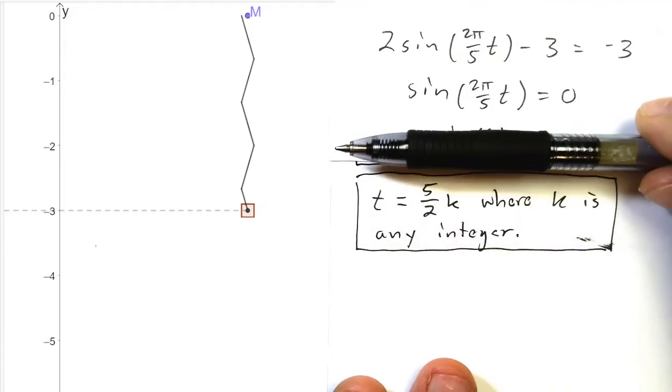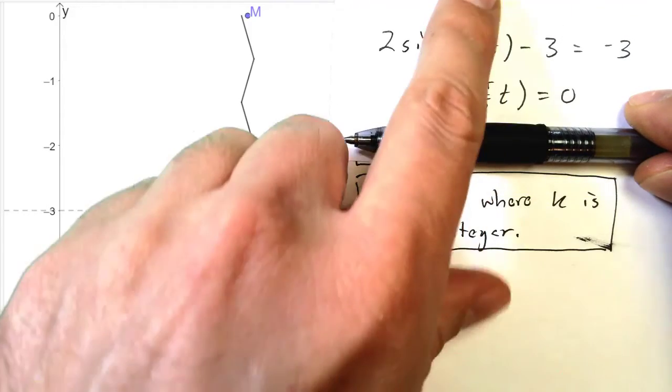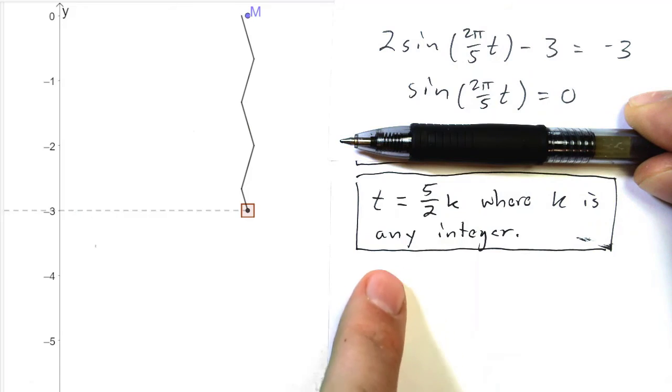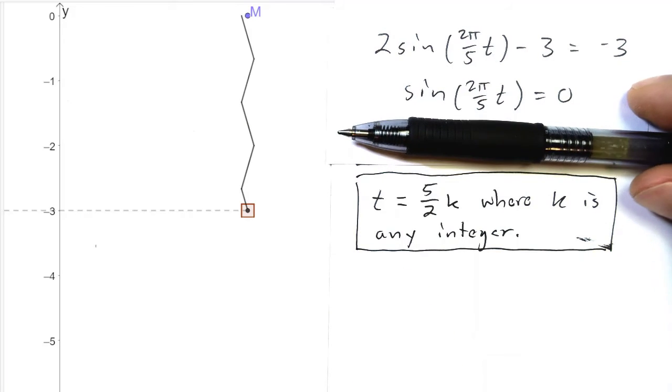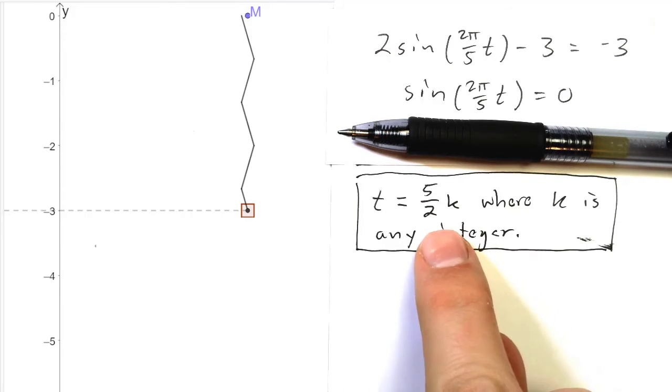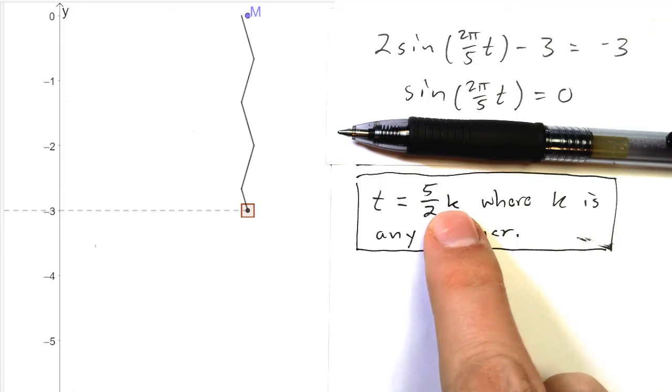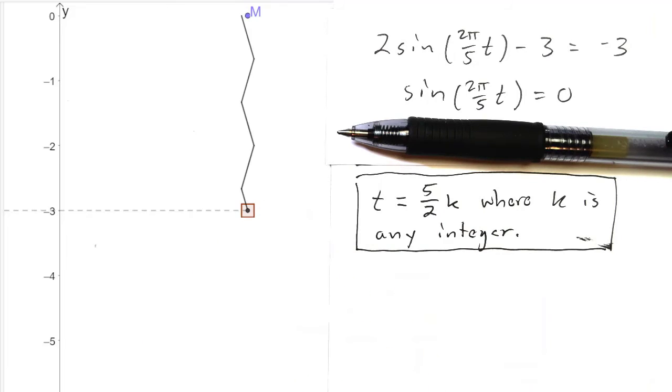So if you were asked to solve that equation, this is what you would get as an answer. There's actually an infinite number of times that give us solutions. In fact, we can say that 5/2 is 2.5, right? So every 2.5 seconds, every multiple of 2.5, we will be at this position. And that makes sense if the oscillation happens over a 5-second period.